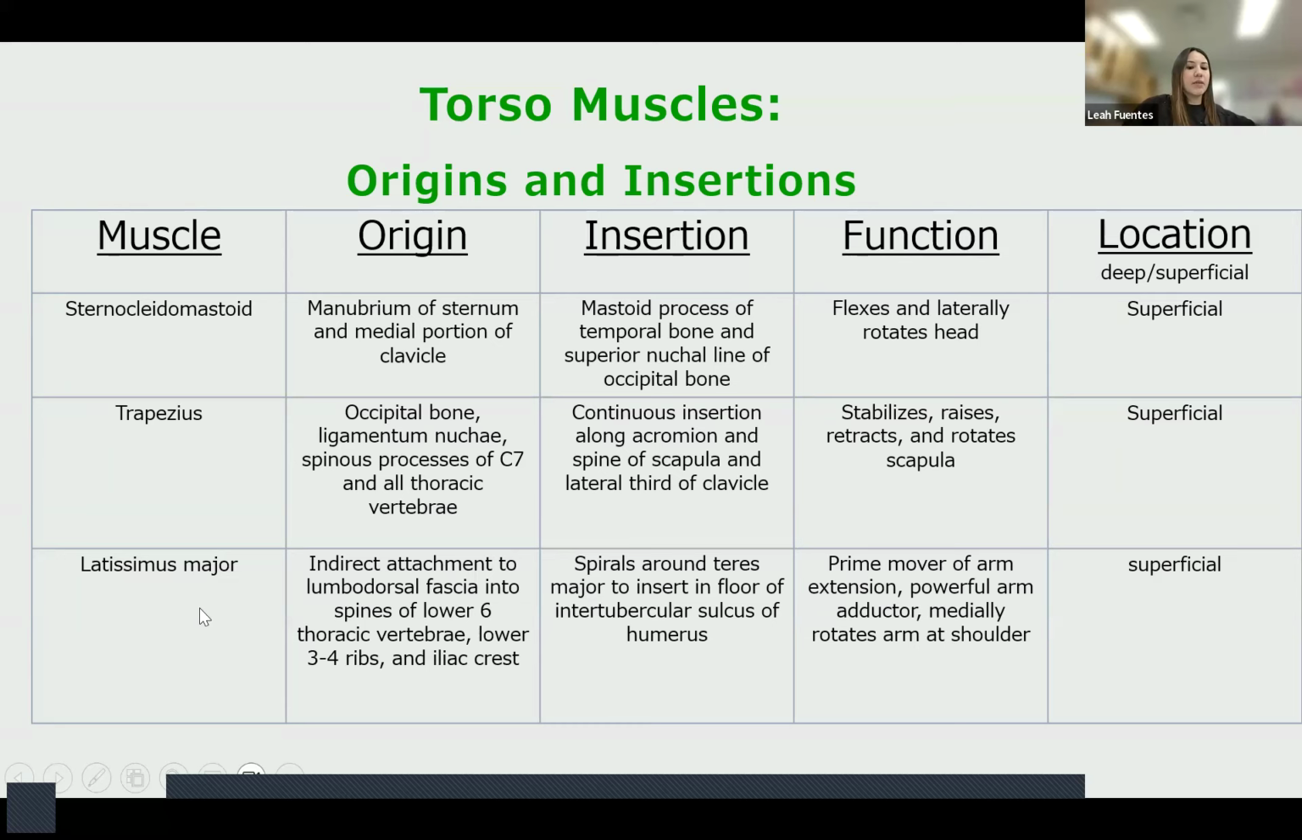The latissimus major, let's see, lower 6 thoracic vertebrae, so just thoracic vertebrae or iliac crest, so you could also just say pelvis. And then the insertion, humerus, right? So it has all of this whole big definition, but really what you need to know, humerus.